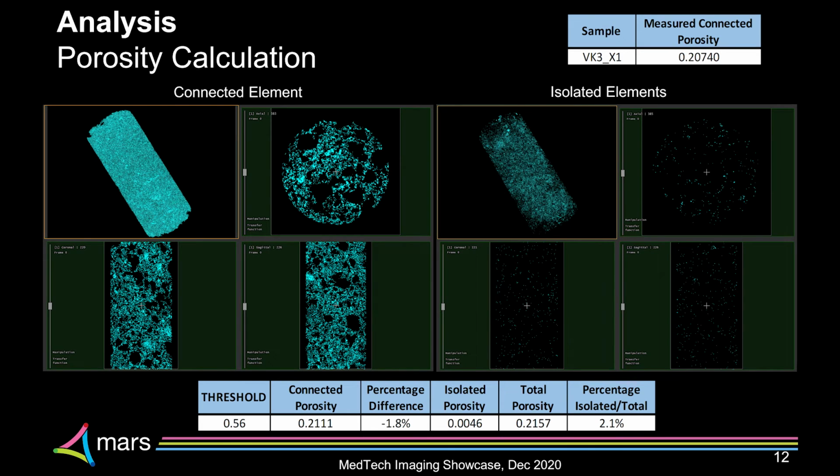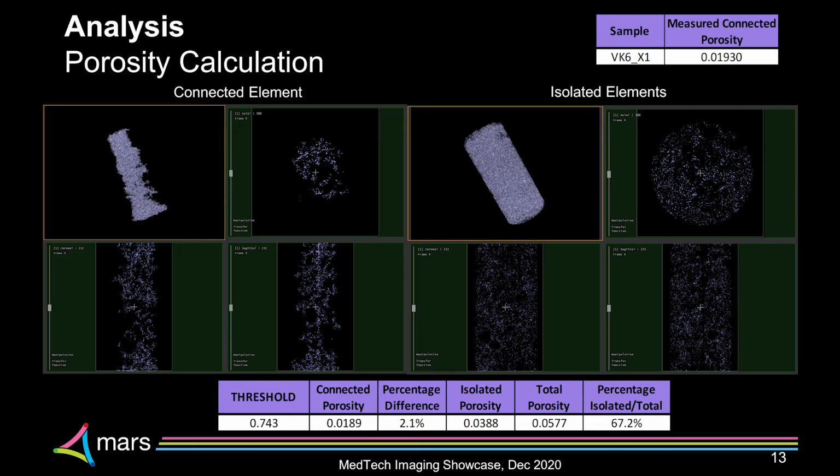So the first result is with the Iceland Ignimbrite, and on the left is all of the pores that came out as connected, and on the right are all the pores that came out as isolated. The connected porosity value was within about 1.8% of the actual measured connected porosity, which was really good, and fell within the uncertainties of the connected porosity. And the isolated porosity as a percentage of the total porosity is about 2.1%.